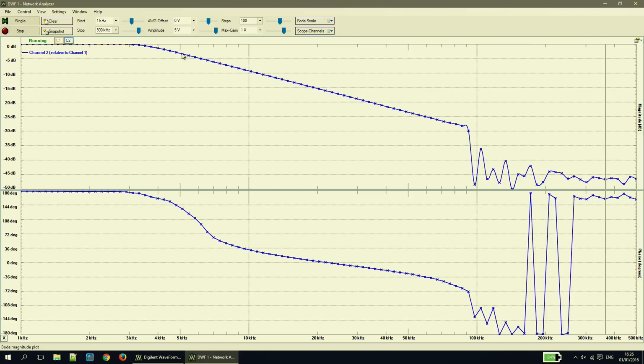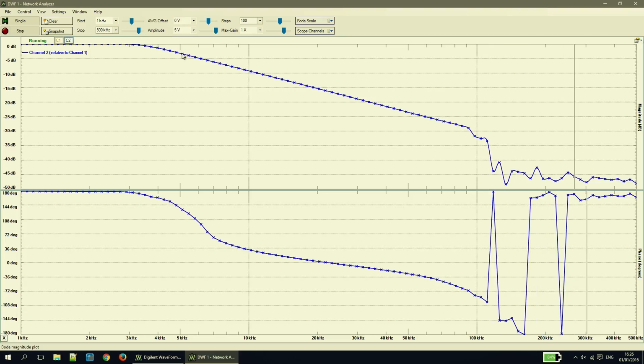If we then change the divider so it divides by 10, that will give us another decade of change, but we can still use the same 10 volt to 1 volt control signal, which means we can get quite good accuracy.